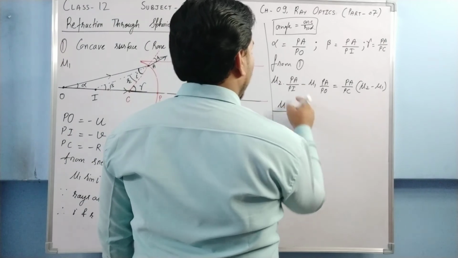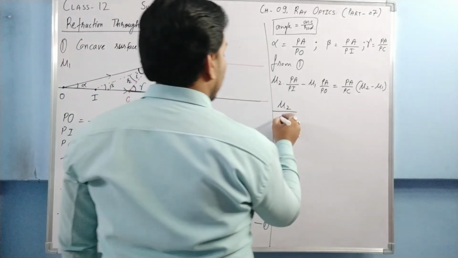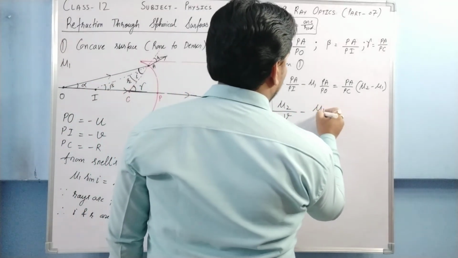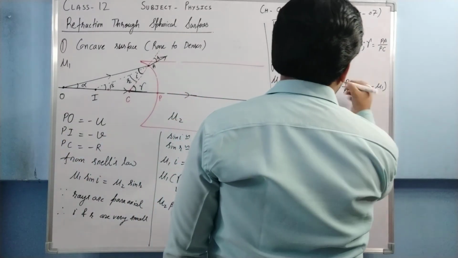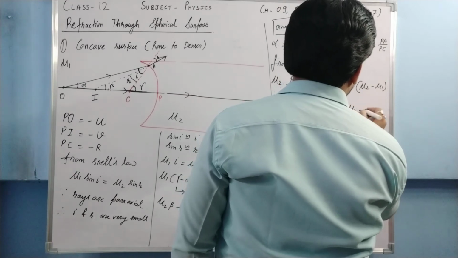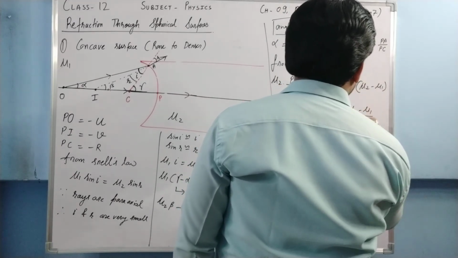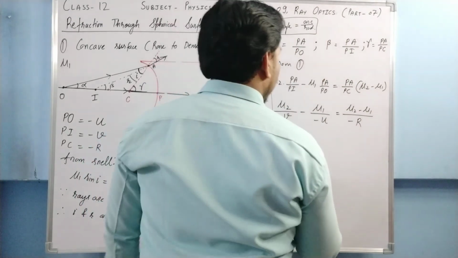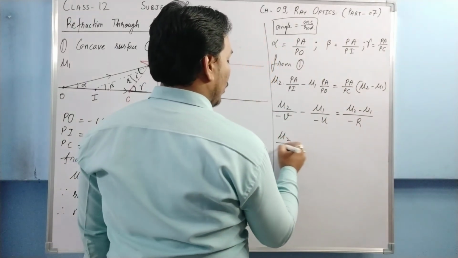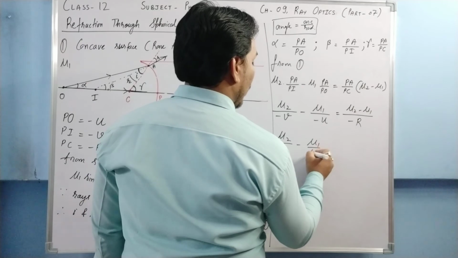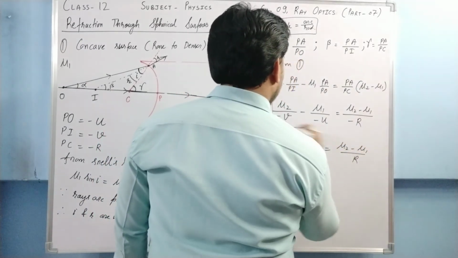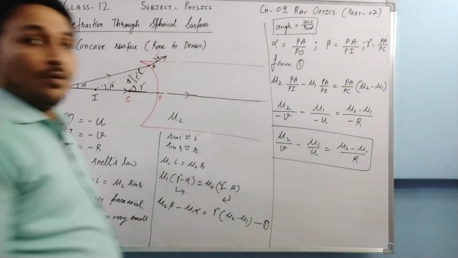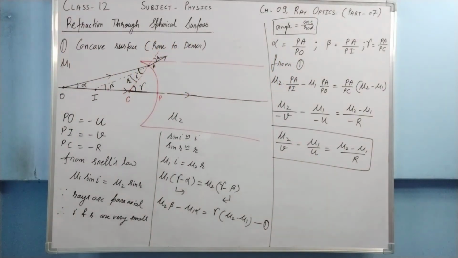Mu 2. What is PI? PI is minus V, it is the image distance. Minus mu 1 upon U. PO is minus U. PA is cancelled, 1 upon R. So it will be mu 2 minus mu 1. PC is what? Minus R. If I remove the negative sign from everywhere, I'll be having mu 2 upon V minus mu 1 upon U is equal to mu 2 minus mu 1 upon R. So this is the formula of a refracting surface when the surface is concave.